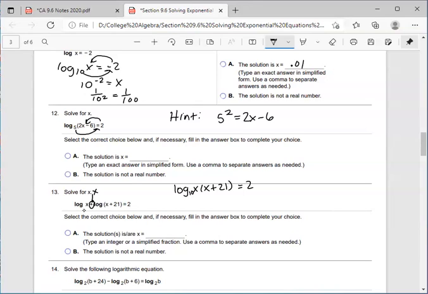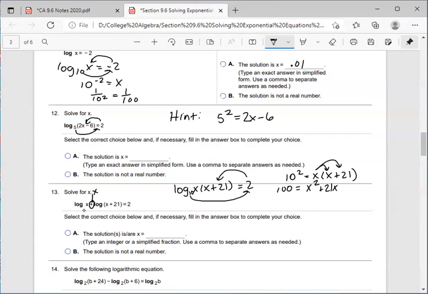So now that you've got it as 1, you can do the trick where you go, okay, 10 squared is equal to this. 10 squared is equal to x times x plus 21. Ten squared is 100. So then you'd use the distributive property here. X times x is x squared. X times 21 is 21x.